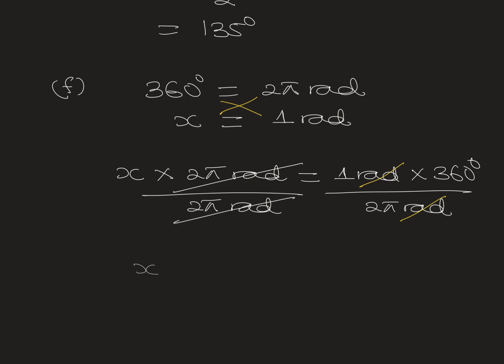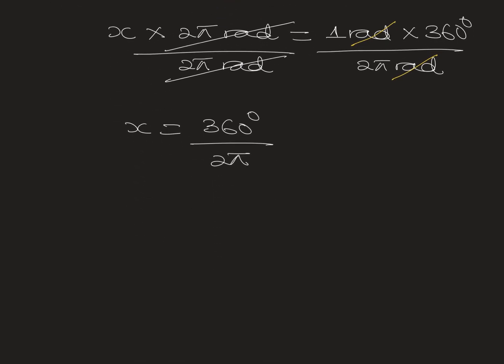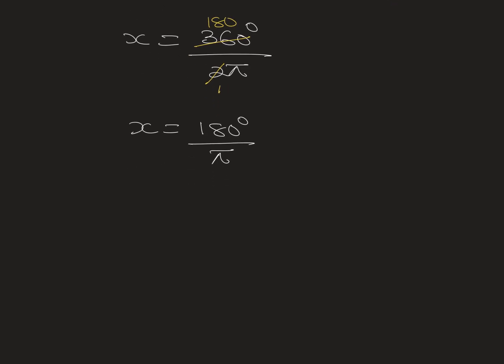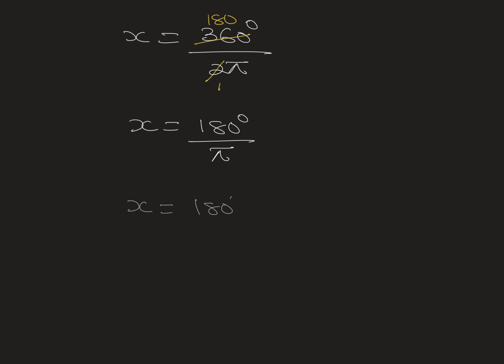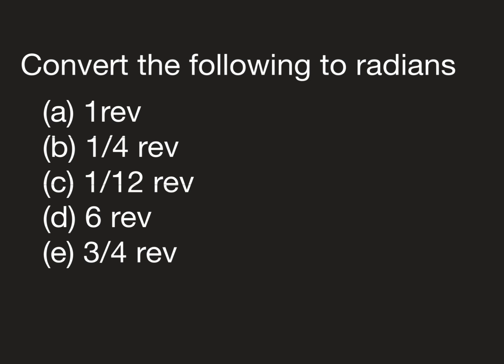We will have x is equal to 360 degrees divided by 2 pi. So 2 goes once into 360, that is 180. So x is equal to 180 degrees divided by pi. If we substitute the value of pi as, let's say, 3.142, x will be approximately 57.3 degrees. So that is the value of 1 radian. 1 radian is equal to 57.3 degrees.